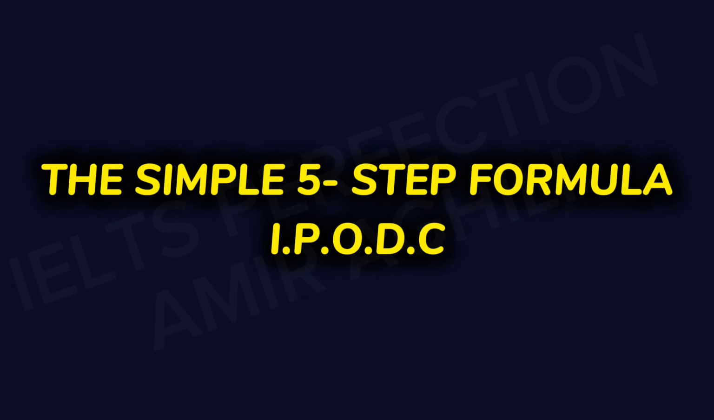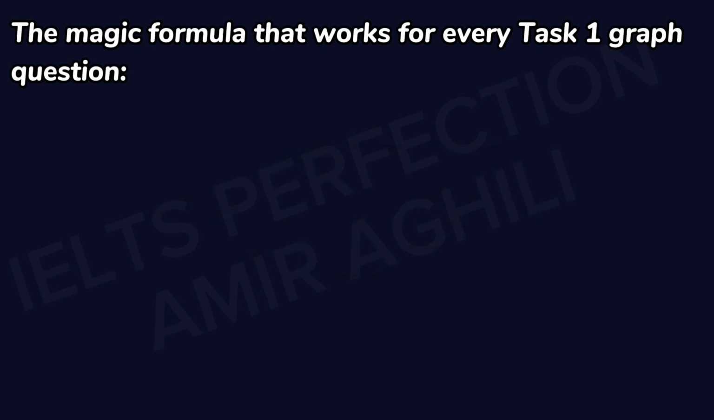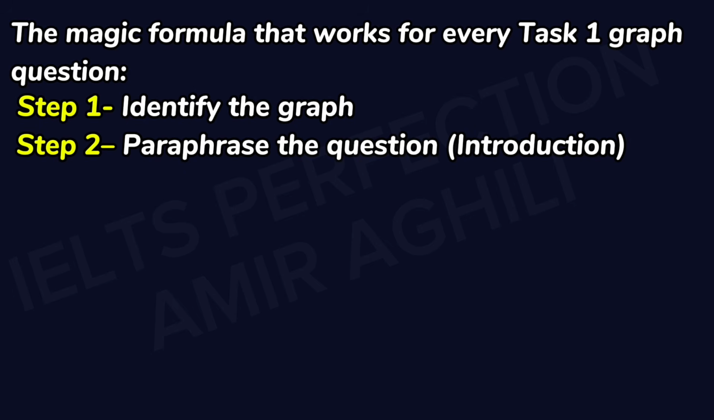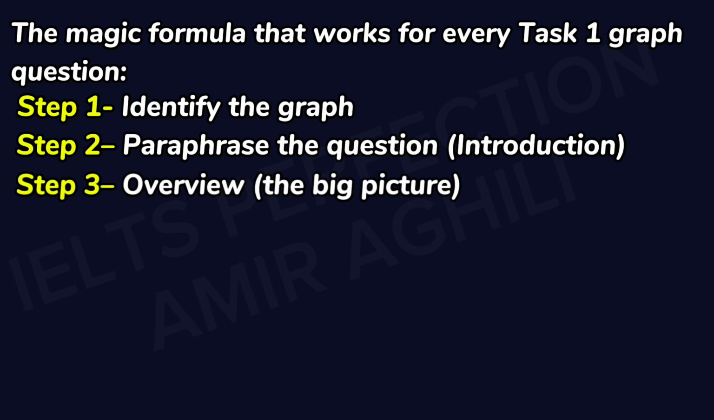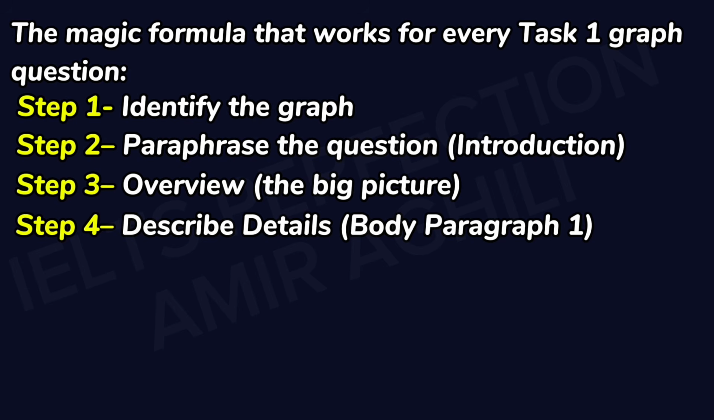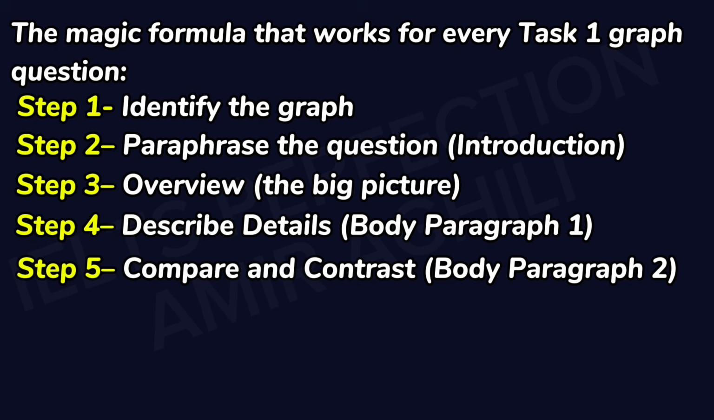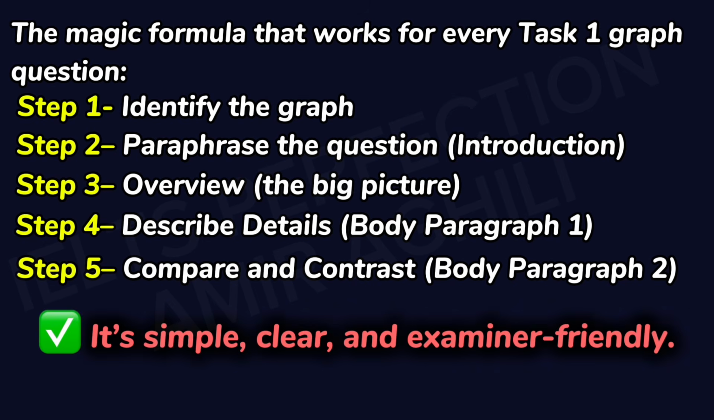I call this 5-step formula IPODC. This is the magic formula that works for every Task 1 graph question. Step 1. Identify the graph. Step 2. Paraphrase the question. Step 3. Overview. Step 4. Describe details or body paragraph 1. And Step 5. Compare and contrast, body paragraph 2. This formula is simple, clear, and examiner-friendly.